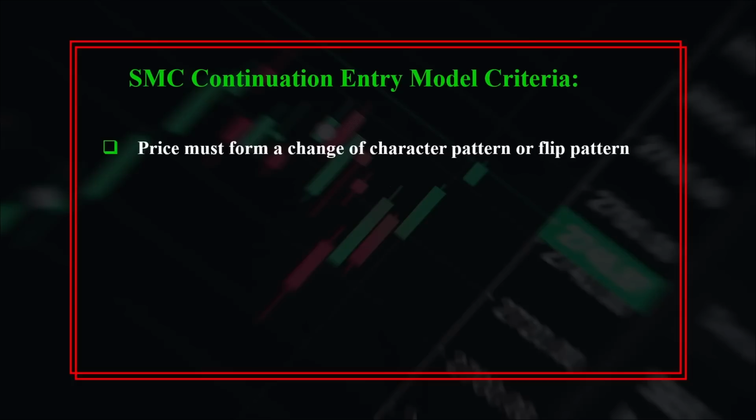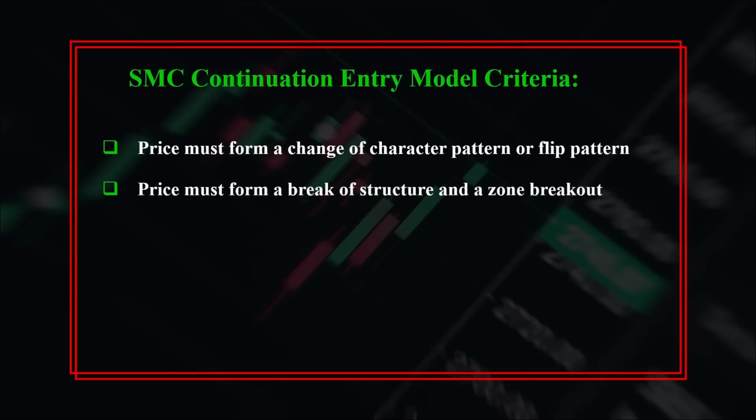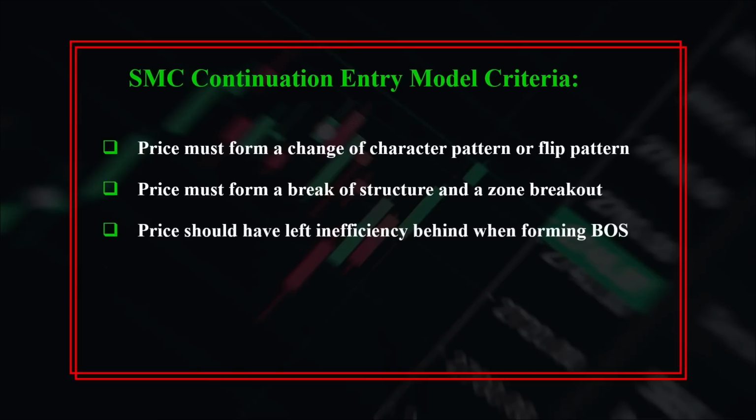The first rule requires the price to form a change of character pattern or flip pattern after reaching the higher time frame supply or demand zone. Secondly, we must patiently await a break of structure and a zone breakout in the price movement. The third rule emphasizes that the price should have left inefficiency behind when forming a break of structure. The last and most crucial rule is the presence of static liquidity zones near our identified point of interest.